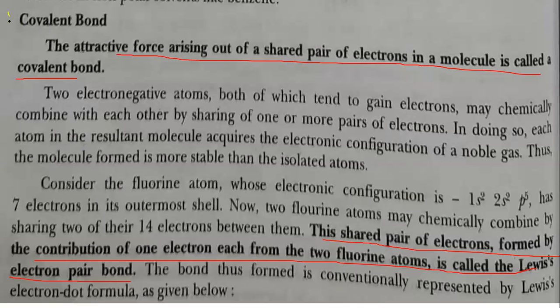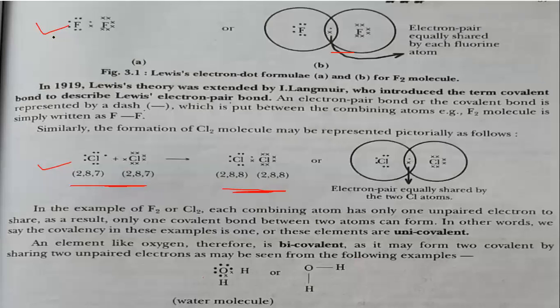Next we are going to see what is a covalent bond. As we know, the attractive force arising out of sharing a pair of electrons in a molecule is called a covalent bond. This shared pair of electrons is formed by contribution of one electron each from the two atoms. I'm directly proceeding to the example so that the concept will be clearer to you. And remember, in chemistry, if you focus on more and more examples, the concept will be more easily clear to you. See, this is fluorine.